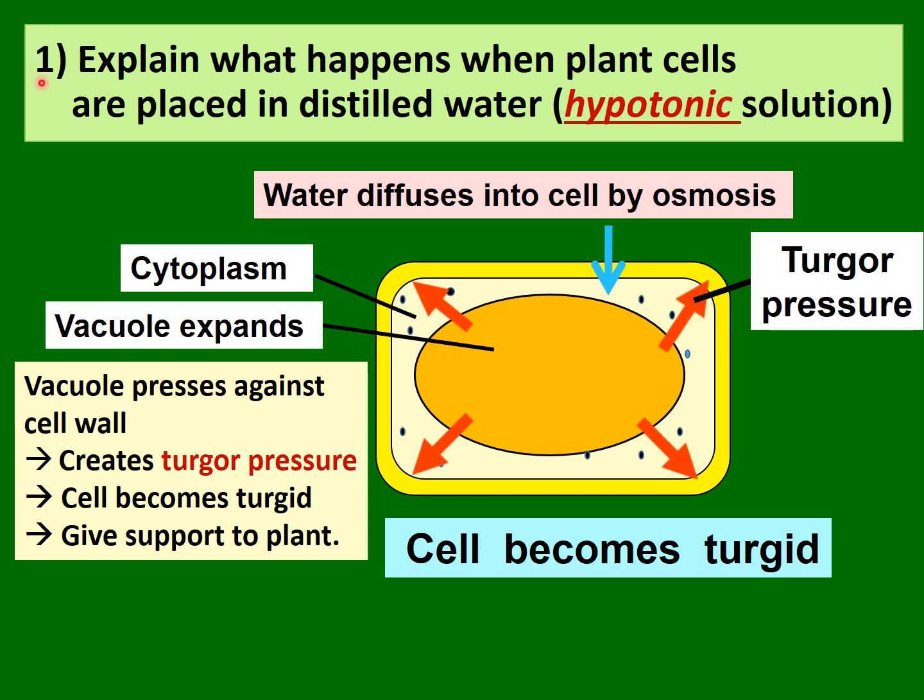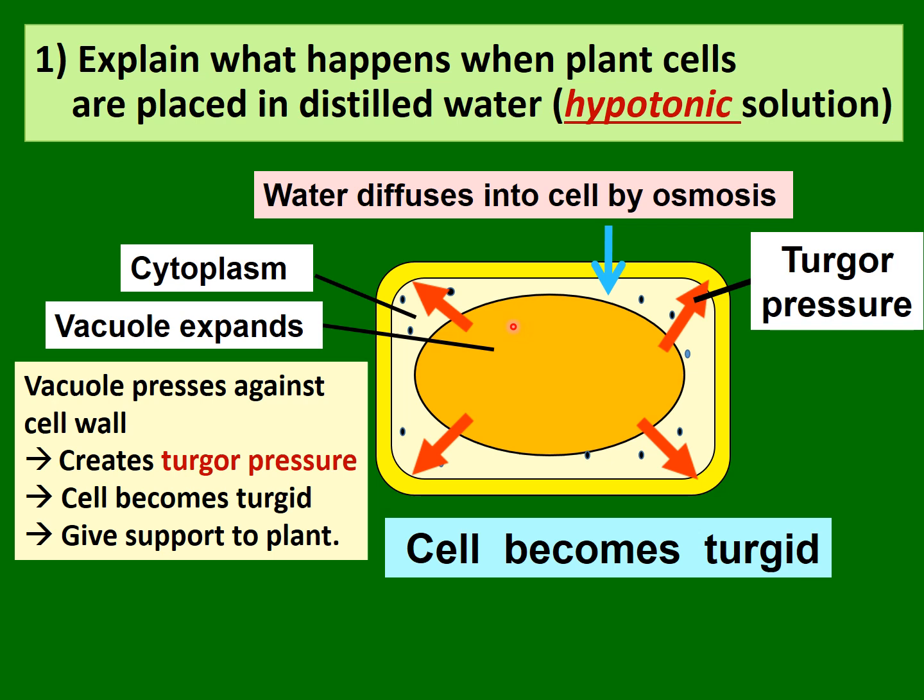Let's say you are asked this question: explain what happens when plant cells are placed in distilled water. A variation of this question is: explain what happens when the epidermal cells of onion are placed in, say, 1% sucrose solution. To answer, we start by saying the solution, like distilled water, is hypotonic to the cell sap of plant cells. You must mention the word cell sap. Don't just say the distilled water is hypotonic to the cell. That's not clear enough, right? You must mention cell sap.